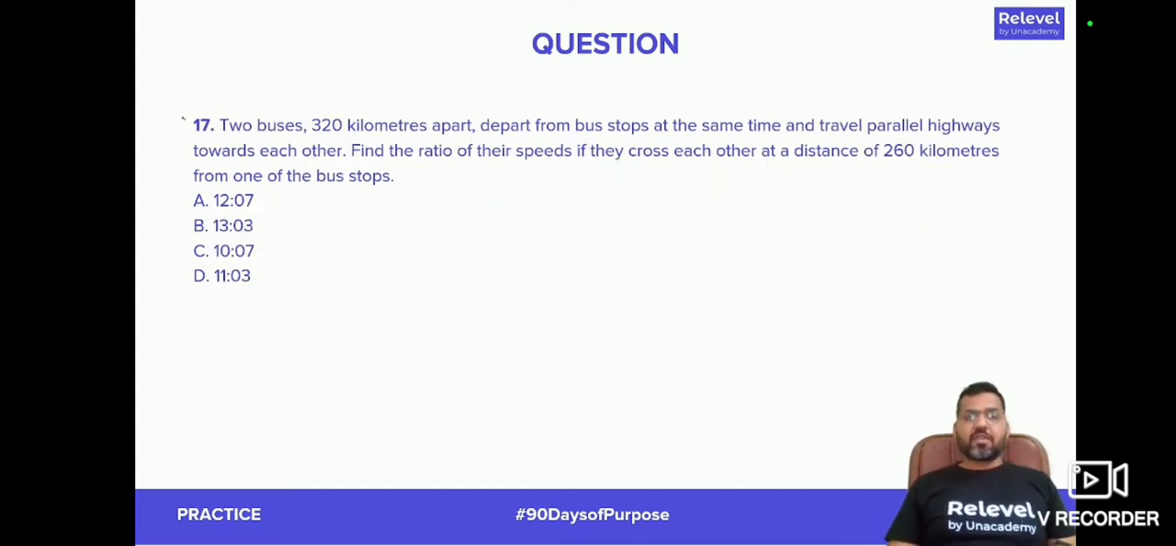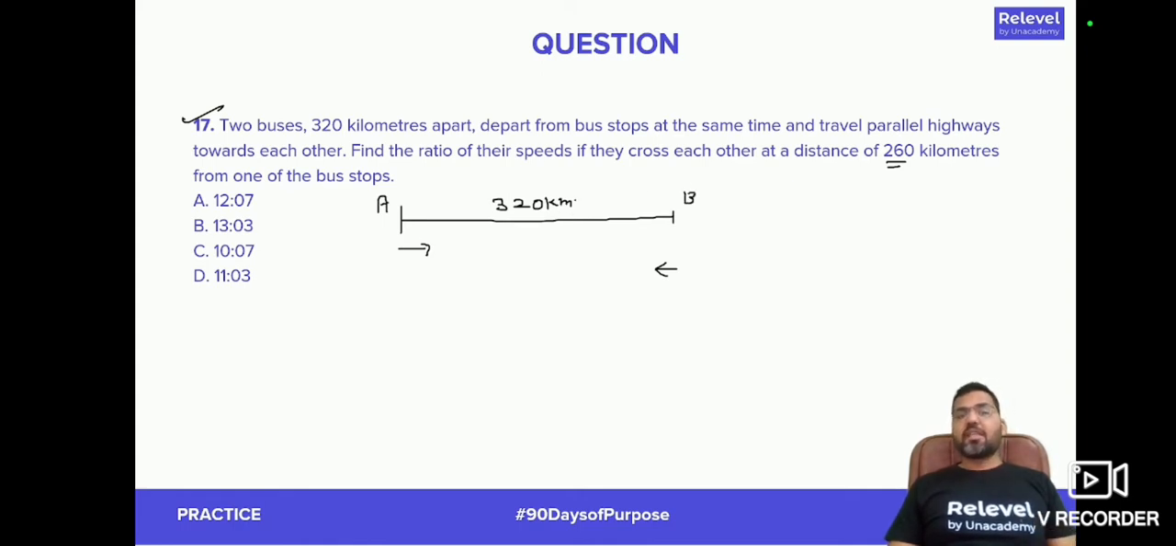Now let's look at question number 17 here. Two buses 320 kilometers apart depart from bus stops at the same time. Right now, the distance between these two buses is already given to me as 320 kilometers. They travel on parallel highways towards each other. Find the ratio of the speeds if they cross each other at a distance of 260 kilometers from one of the bus stops. So one bus is coming in this direction, another bus is coming in this direction. Let's say this is bus stop A, this is bus stop B.